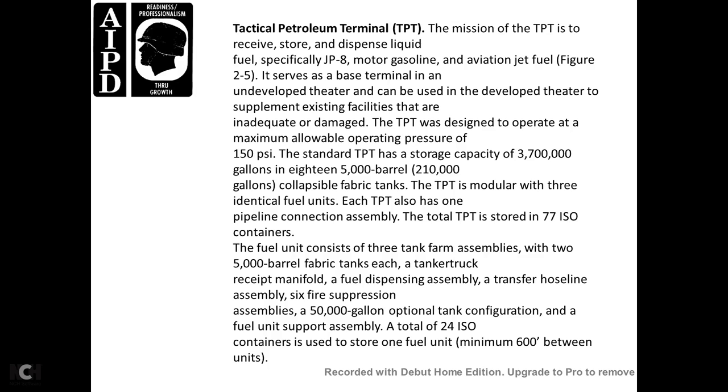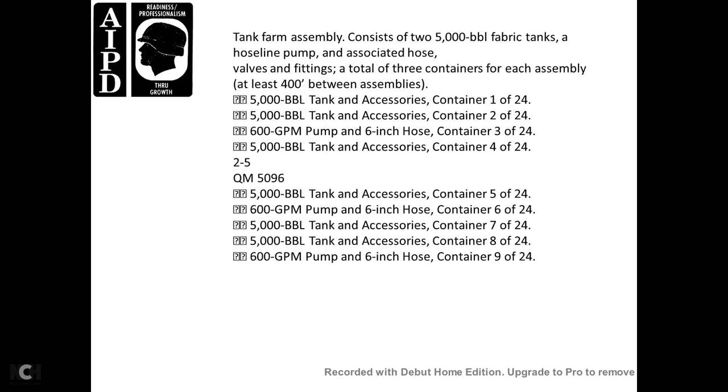The fuel unit consists of 3 tank farm assemblies with 2 5,000 barrel fabric tanks each, a tank truck receipt manifold, the fuel dispensing assembly, a transfer hose line assembly, 6 fire suppression assemblies, and a 5 50,000 gallon optional tank configuration. The fuel unit and support assembly total 24 ISO containers used to store 1 fuel unit, with a minimum of 1,600 feet between the units.